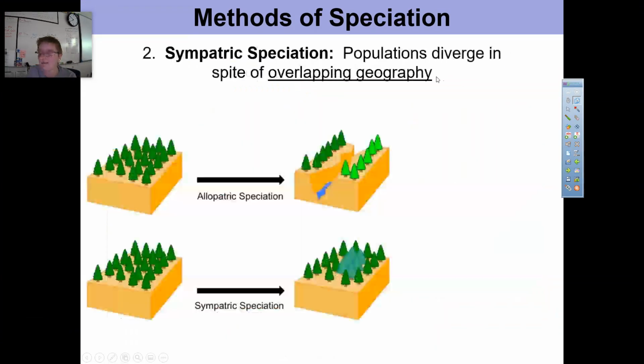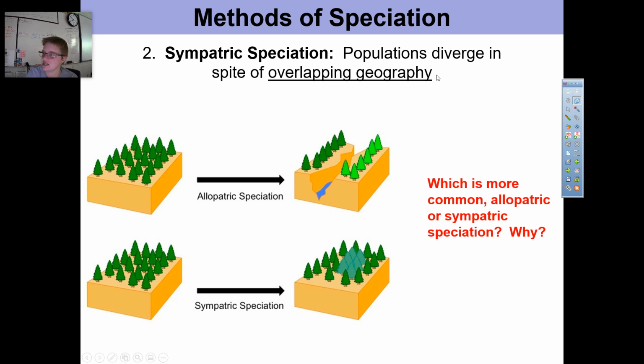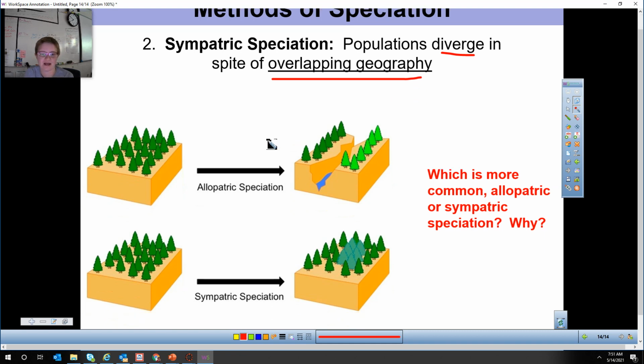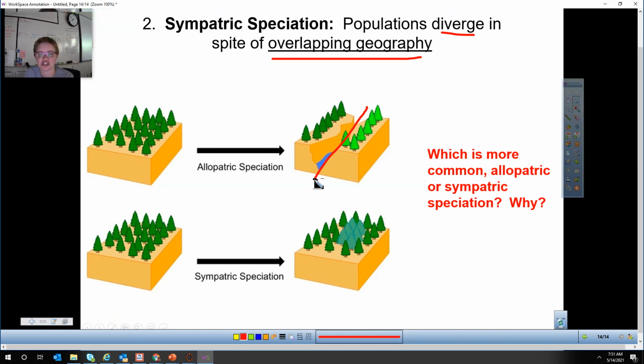Okay. Another type of speciation is sympatric speciation. This is where they diverge with overlapping geography. So this is allopatric, where there's a geographic barrier, but in sympatric speciation, they just become their own new species right in the middle of everybody else.